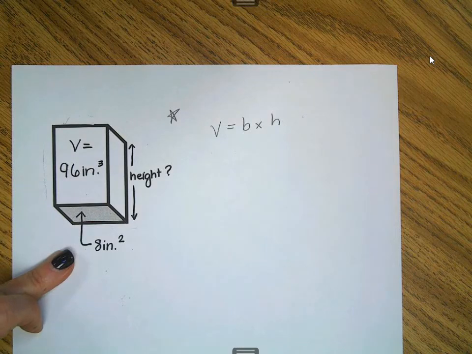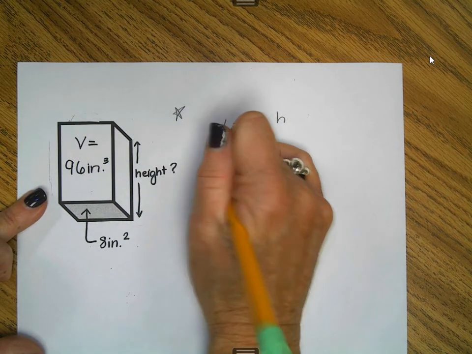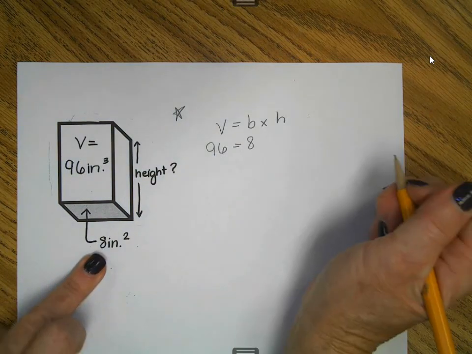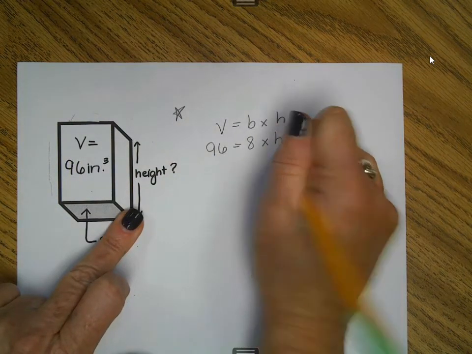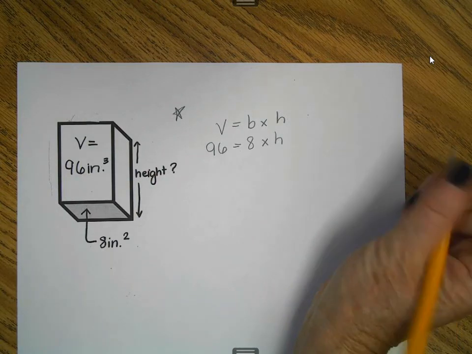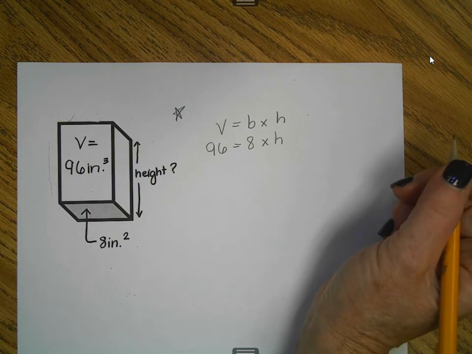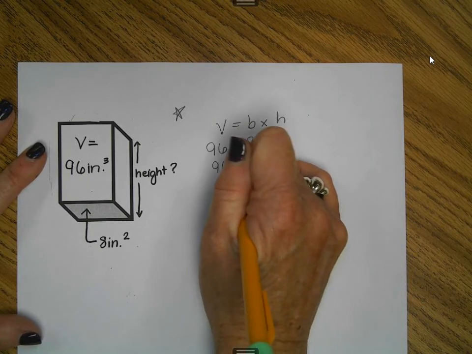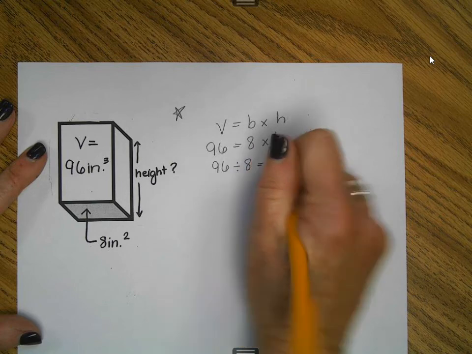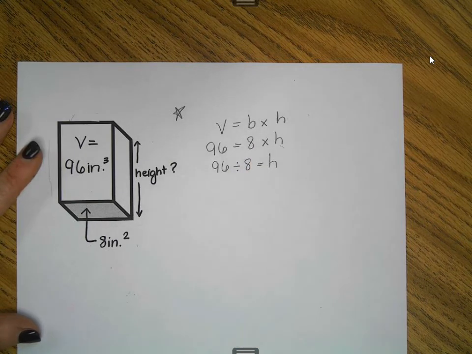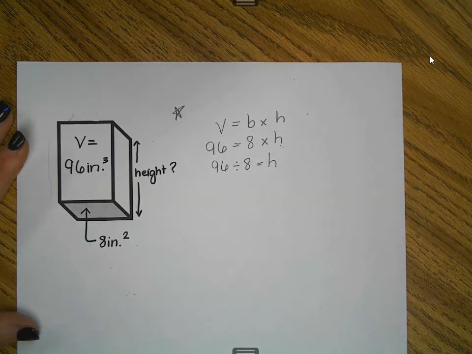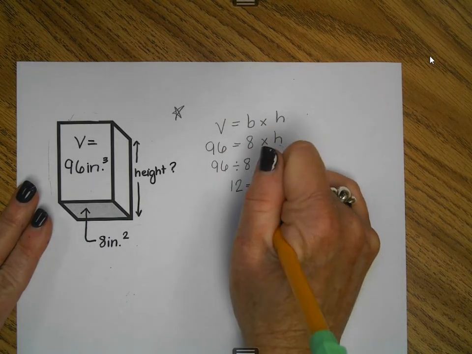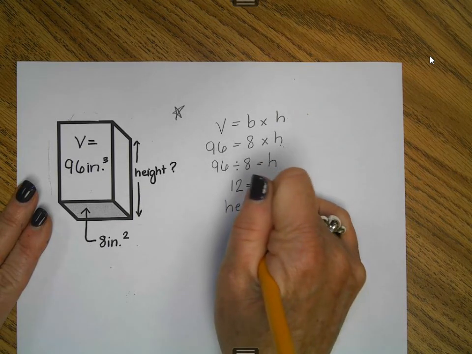This one's different. All right, the volume is 96 cubic inches. The base is 8 square inches, and I'm looking for the height. So we're going to use our fact family knowledge, and we're going to isolate the variable the h by dividing 96 by the factor 8 to find that missing factor. Now, 96 divided by 8 is 12. So the height is 12 inches.